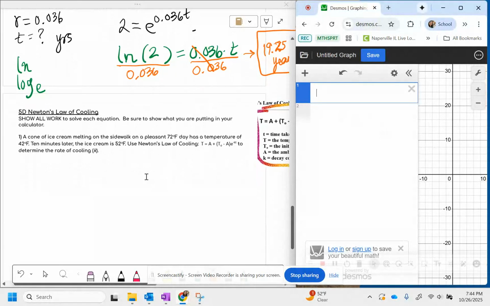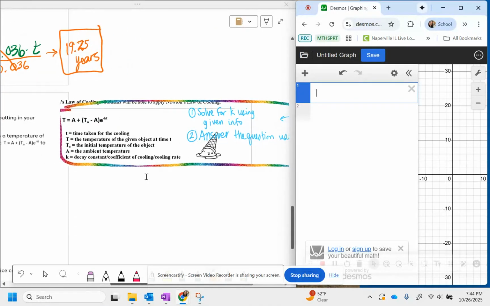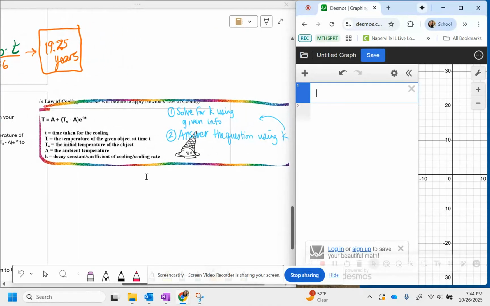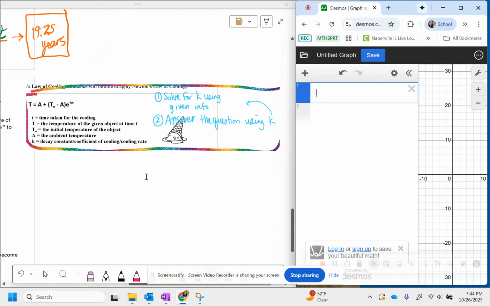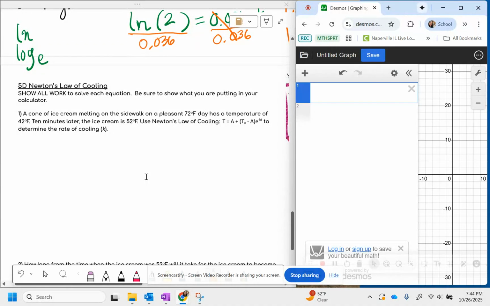Okay, for Newton's law of cooling, we know that we have all these pieces to this formula. The first thing that we need to do is solve for k with the given info, and then we answer whatever question it's asking about time or temperature, etc., using that k value. So we will start with labeling what all the pieces of the equation are.